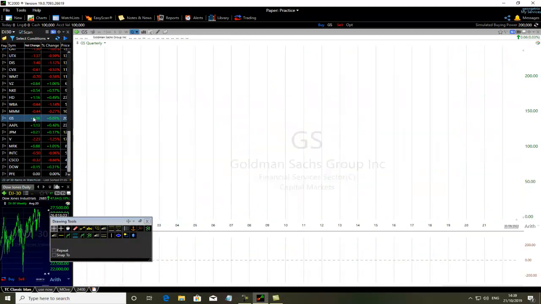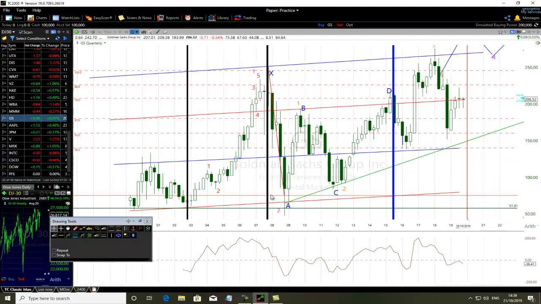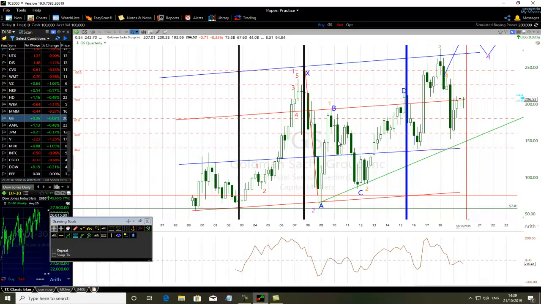Like this one here. This is coming down more. This is Goldman Sachs, a strong company. So you see, this is the structure here. Price went 1, 2, 3, 4, 5. Now it is an X wave, by the way. And you see 1, 2.